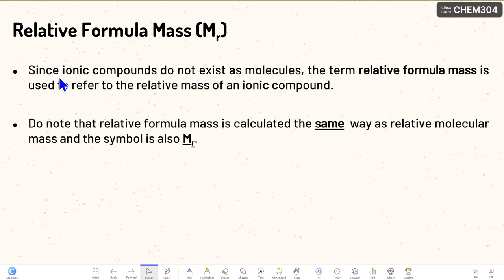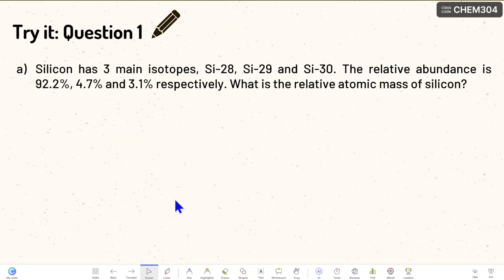Now, since ionic compounds do not exist as molecules, the term relative formula mass is usually used to refer to the relative mass of an ionic compound. Do note that relative formula mass is calculated the same way as relative molecular mass, and the symbol is also Mr. So Mr has no unit, right? Mr refers to relative molecular mass, and can also refer to relative formula mass for an ionic compound. So sodium chloride is 23 plus 35.5, which is 58.5. There's no unit. Okay, let's look at this question.